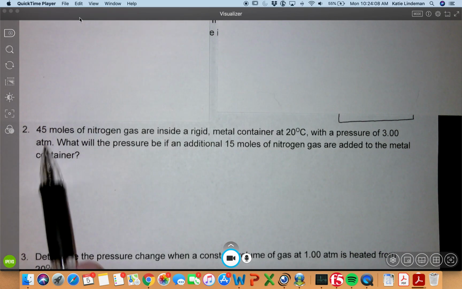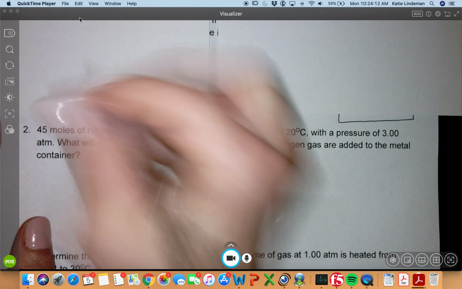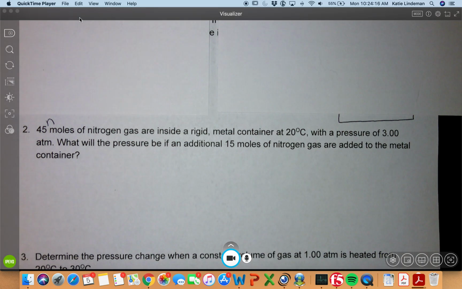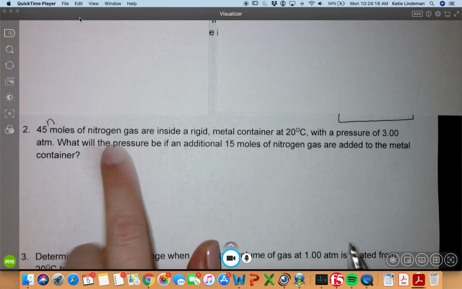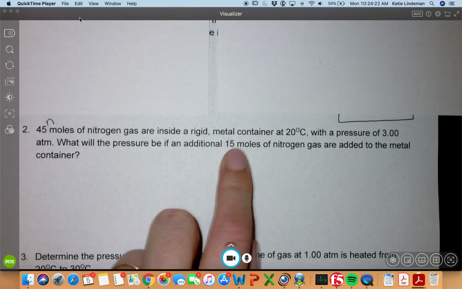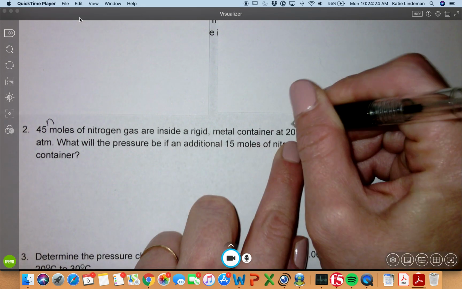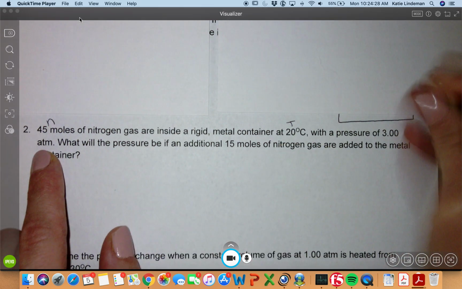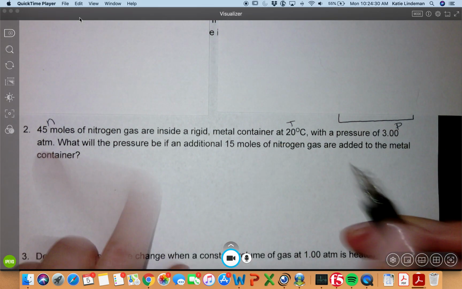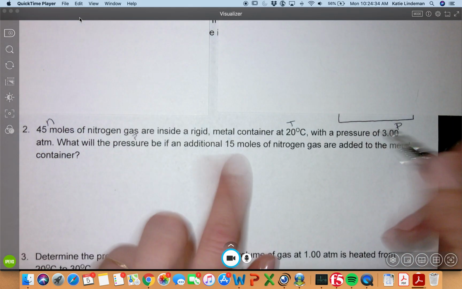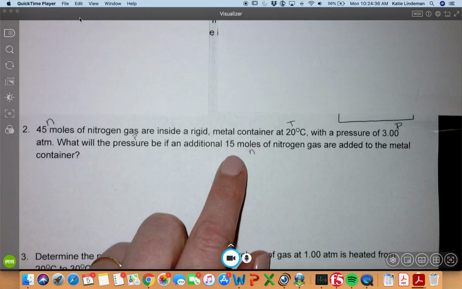Okay, so we have 45 moles, and remember, moles is the value that we measure number of particles with, so I'm just going to label that with an N. Number of moles of nitrogen gas inside a rigid metal container at 20 degrees Celsius with a pressure of 3 atm. What will the pressure be if an additional 15 moles are added?